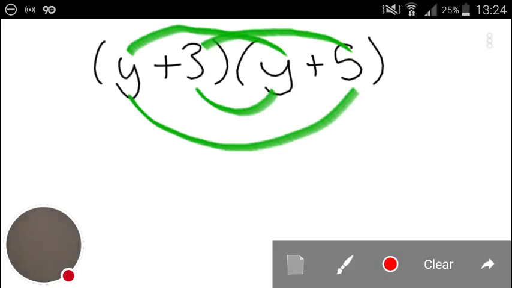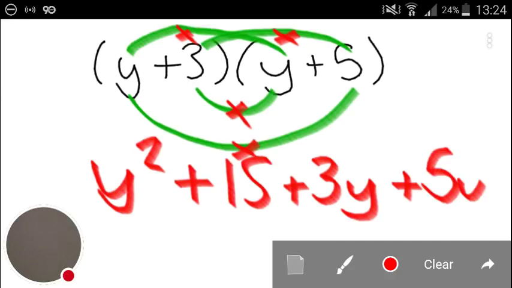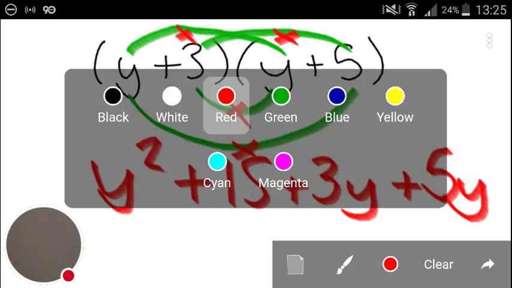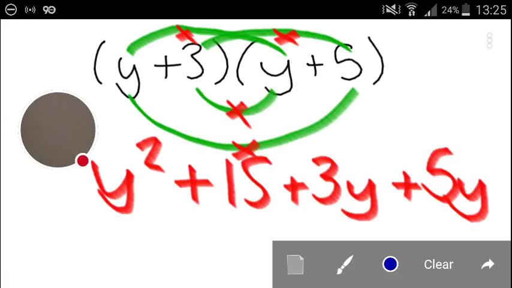Now here, doesn't matter which order you do it in because we simplify everything later. So I'd start off y times y, y squared as we discussed earlier. 3 times 5 gives me 15. 3 times y gives me 3y. And y times 5 gives me 5y. And then gather everything together. So I get my y squared. I keep that on its own because there are no other variables that have a squared in it.